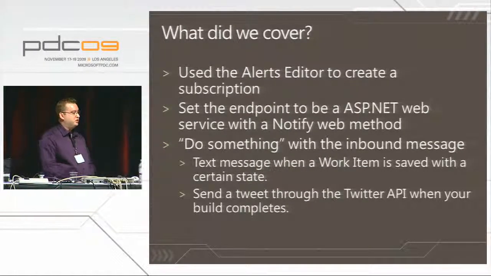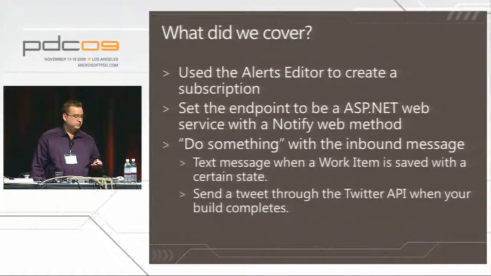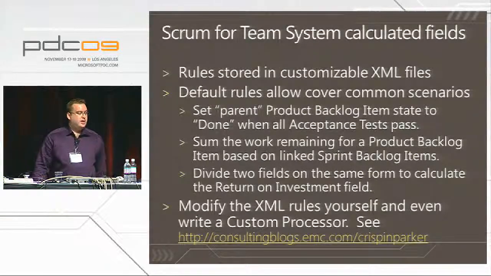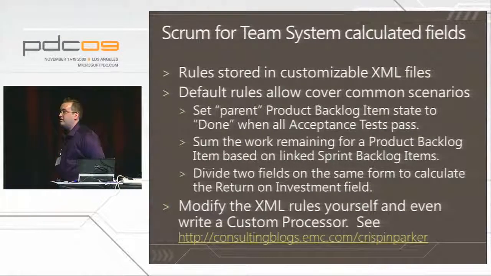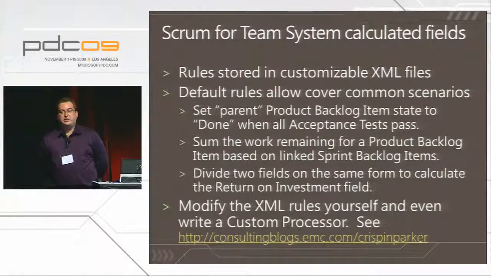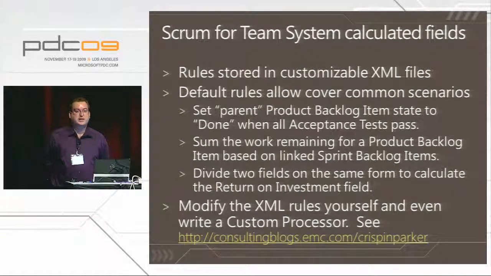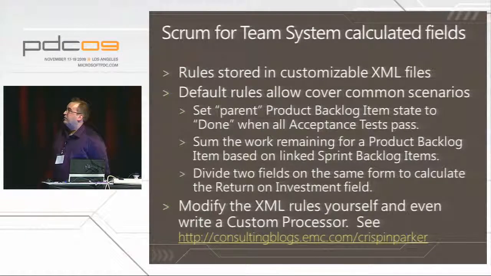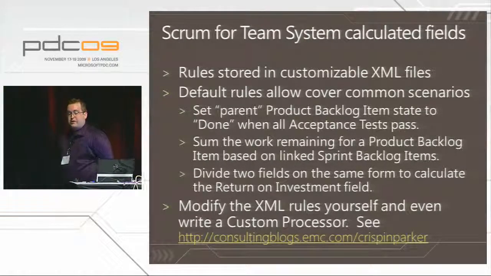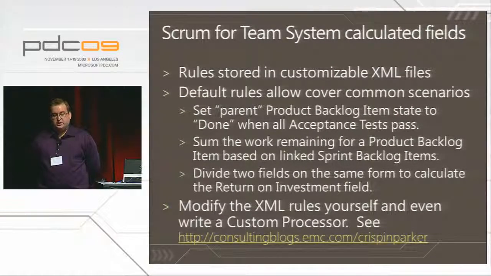In Scrum for Team System, there's a set of rules that are stored in customizable XML files. You'll see that when you install Scrum for Team System version 3, you'll be directed to where to customize these rules. The default rules cover some common scenarios. I kind of showed you one. Some others in here, we've got set a parent product backlog item state to done when all the acceptance tests pass. That was something Simon covered a bit earlier.